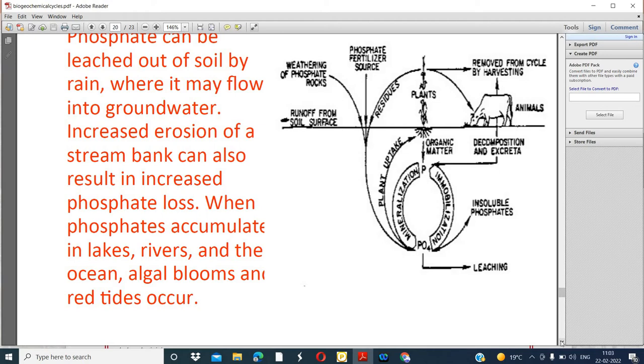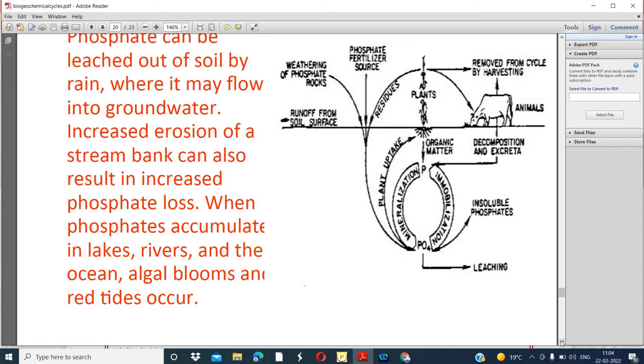So you may have seen the algal blooms in the pond. There is a greenish layer that is spread all over the surface of water, and due to the presence of algal bloom, the fishes and aquatic animals cannot take up the proper oxygen from the water. That is due to the presence of algal bloom. So this becomes the problem of that pond ecosystem, because of the rich ecosystem.